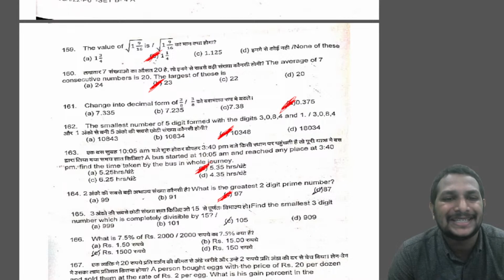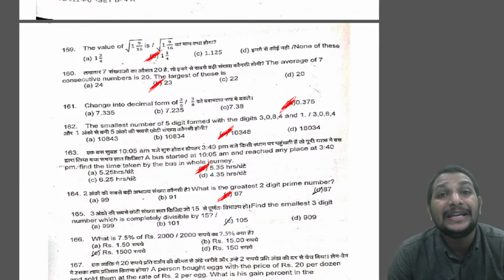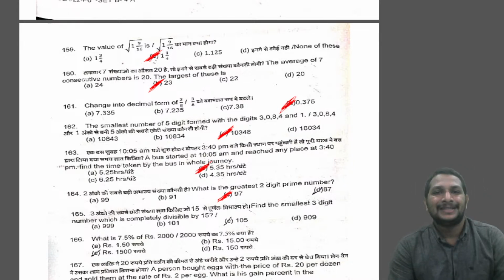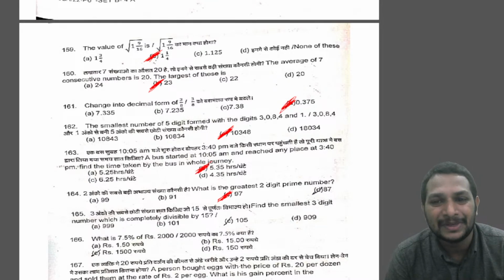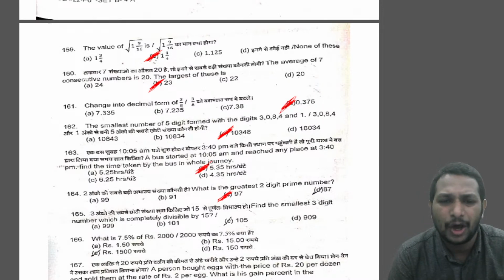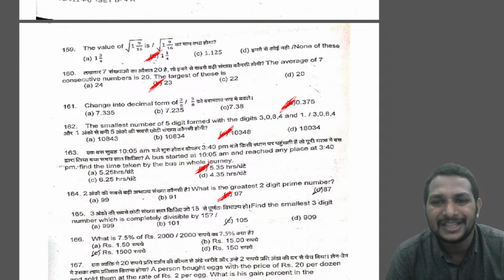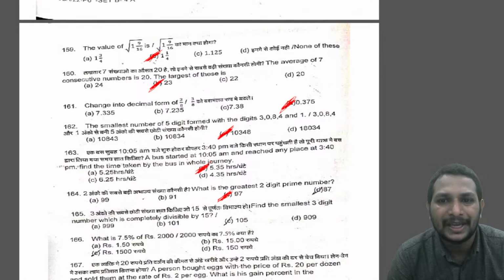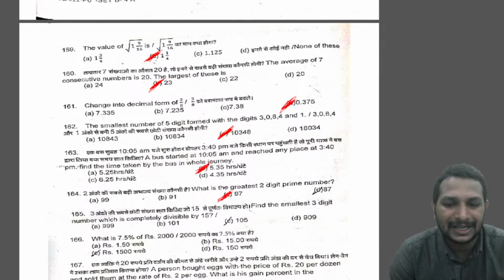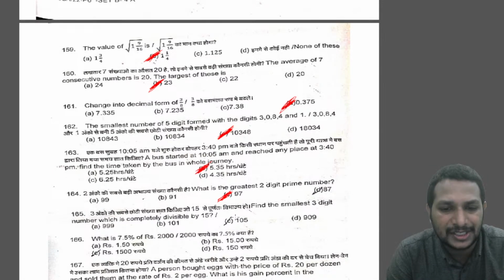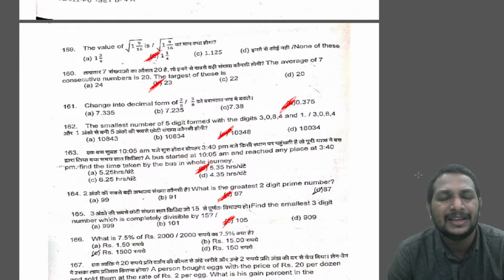Next, question number 165. Find the smallest three-digit number that is completely divisible by 15. Among the options, the smallest three-digit numbers are 101 and 105. 101 is not divisible by 15, but 105 is divisible by 15. So the correct answer for this question is option C, because that is the smallest number divisible by 15.